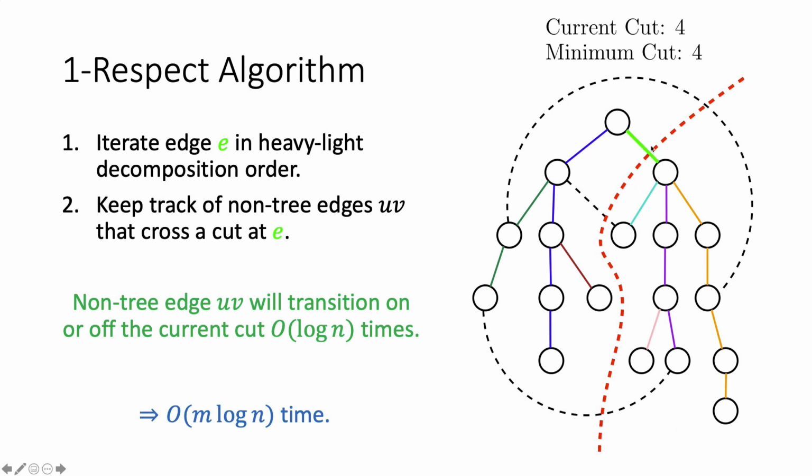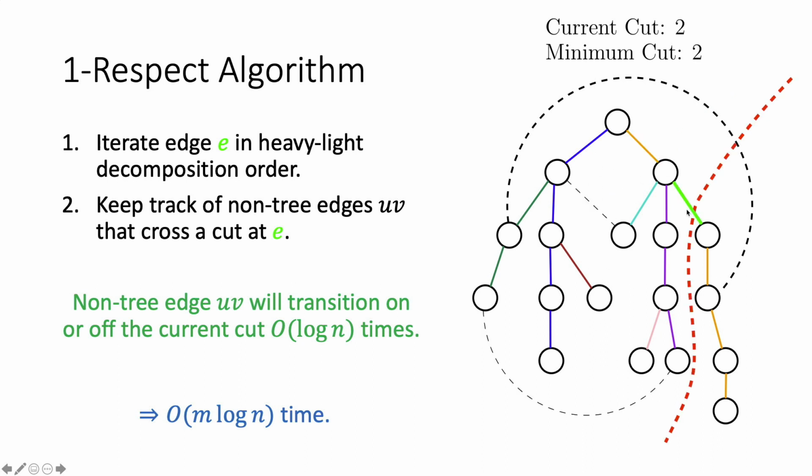So I start here cutting the first orange edge, and all the non-tree edges are crossing the cut. They're on the cut. I make my first transition. These two edges fall off of the cut, and that's because they have this transition on their respective paths from orange to cyan and from orange to purple.